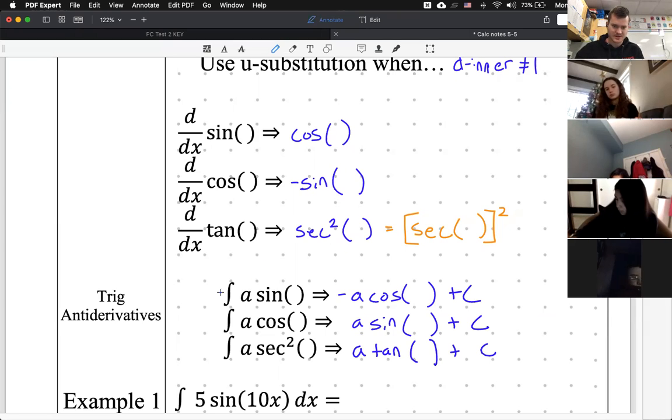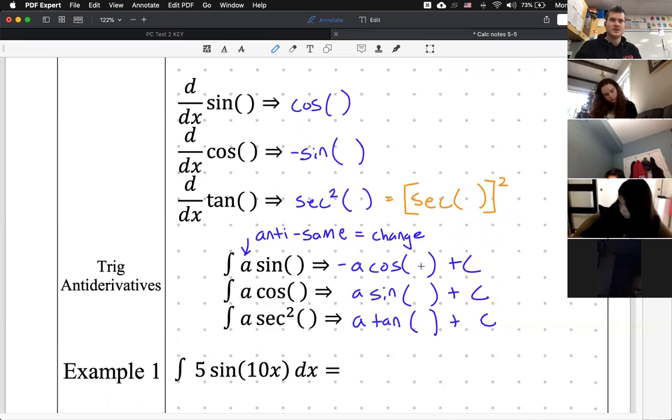And I can write this down. The mnemonic for this one was anti-same, which is the same thing as saying a change. Nice, nice. All right, let's try example number 1.